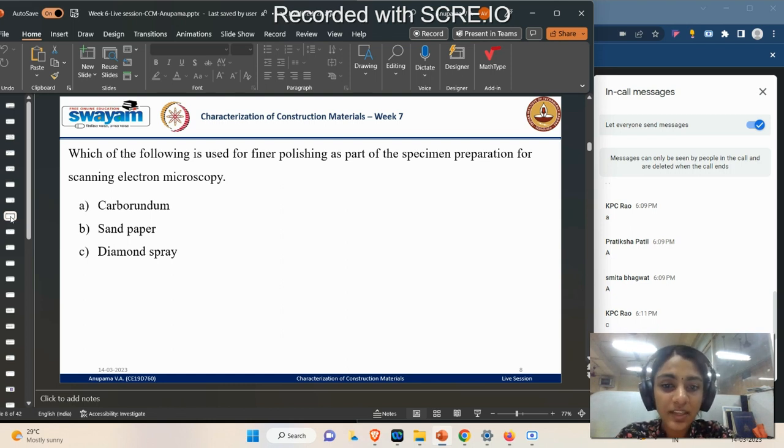But then there is fine polishing also, where the specimen will be polished to a greater extent. It will be very smooth. The surface will be very smooth. So what is used for the finer polishing of the sample in scanning electron microscopy? Okay. So KPC Rao and Pratiksha have said it's diamond spray.